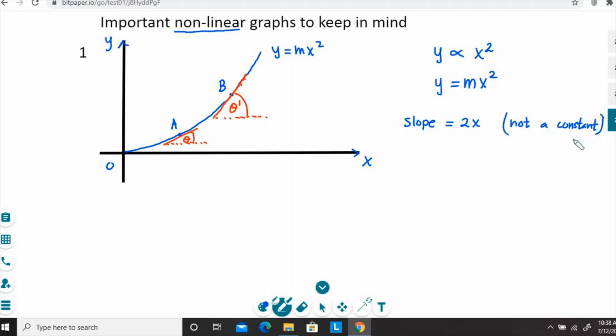So that is something very important with nonlinear graphs or equations. The slope depends on the position. In a linear equation, the slope is constant. Okay, but we are not going into these details, but keep that in mind. If you're asked to sketch the y equals mx squared curve, then it's going to look like this.